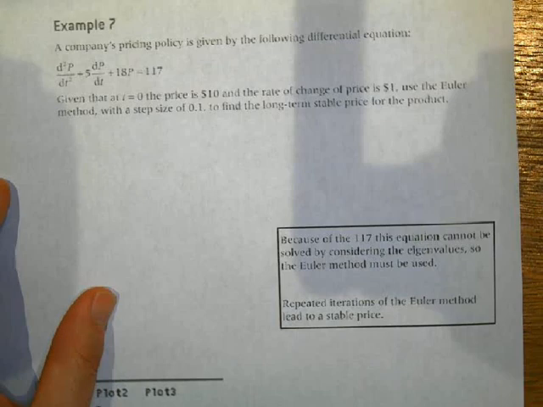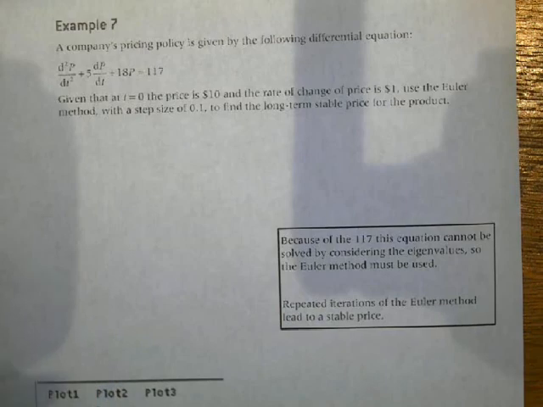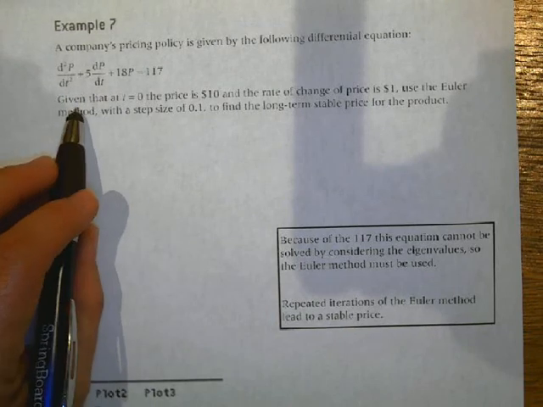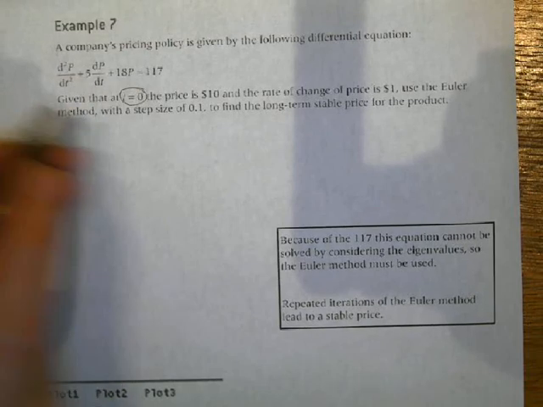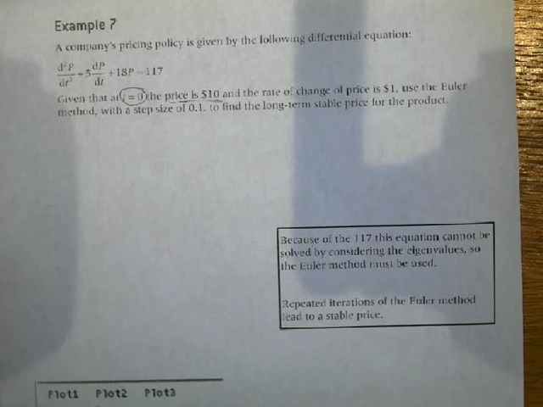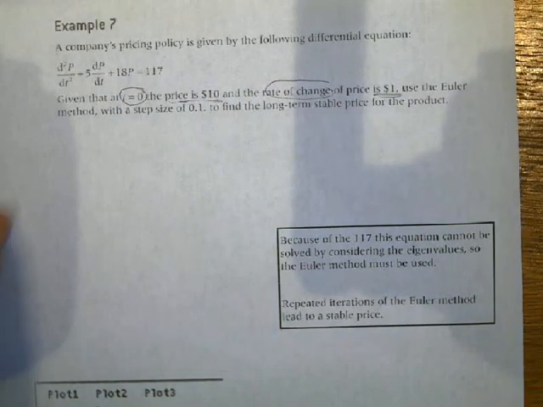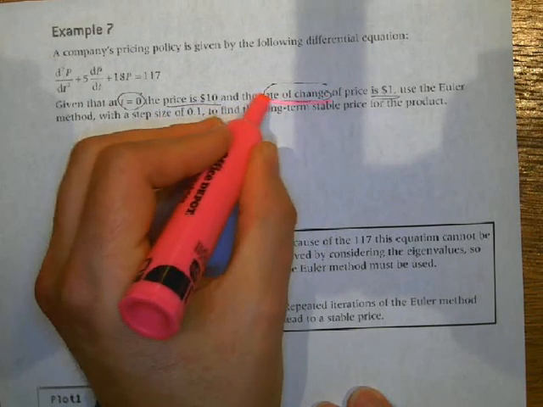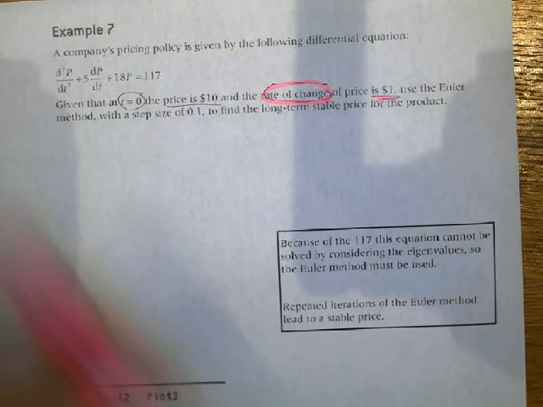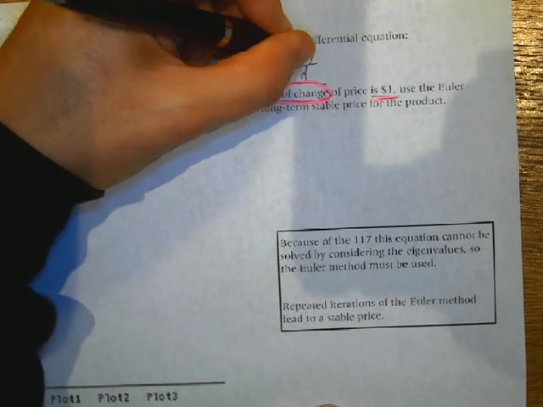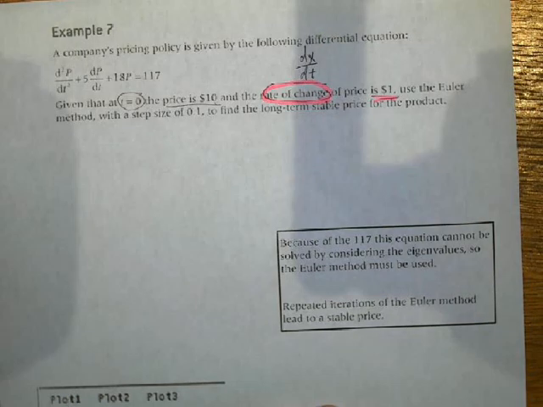Okay, so we've got this second order differential equation, and given that when t is 0, the price of whatever this thing is, is $10, and the rate of change is $1. Okay, so rate of change means derivative, right? So this is dy/dt, dx/dt. That means the rate of change is going to be 1, and we're going to use that down here.